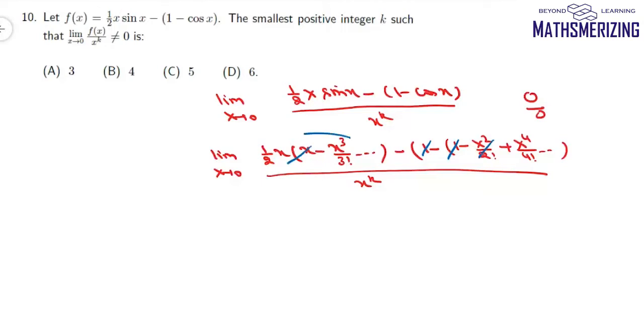So what is the minimum power of x in the numerator? The minimum power of x in the numerator simply will be x to the power 4, and this limit will have a finite non-zero answer only when the minimum power of x in the numerator is the same as the minimum power of x in the denominator. So it simply means for this limit to have a non-zero finite answer, the value of k should be 4, and that's your option number B.